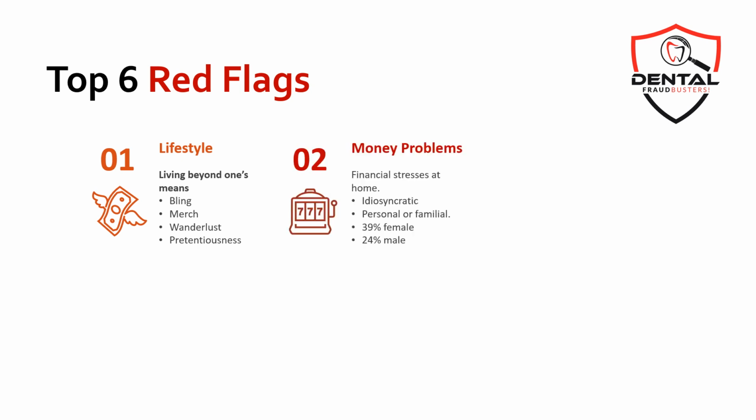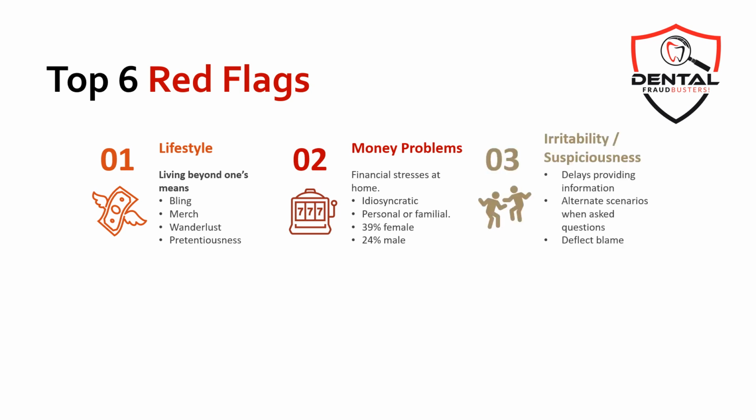Money problems. It could be financial stresses at home. Now, financial stress is idiosyncratic. What's a problem for me may not be a problem for you. Not making a mortgage payment or having your gas cut off is a problem for everybody. But not being able to buy that new pair of red shoes or pay your cable bill or your fancy cell phone bill, that might be a problem for somebody else. So money problems are idiosyncratic. They're personal and familial. Interestingly enough, statistics will show that 39% of people who steal for money problems are female, 24% are male. I make no judgment here as to gender bias, but those are the statistics.